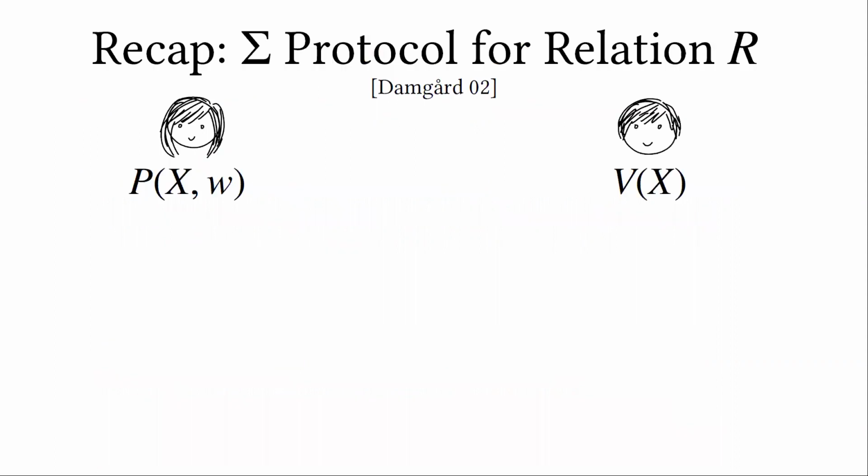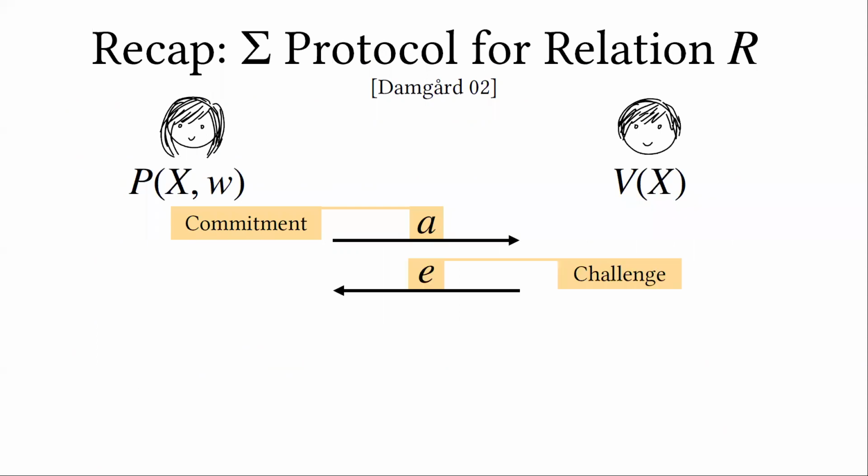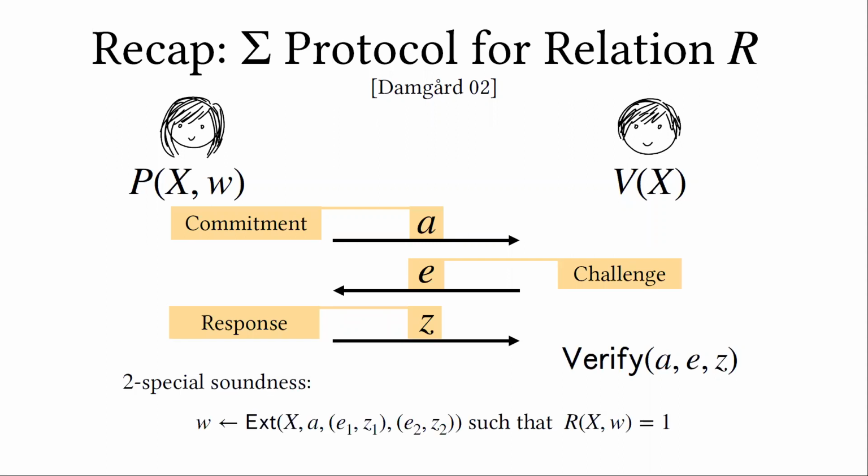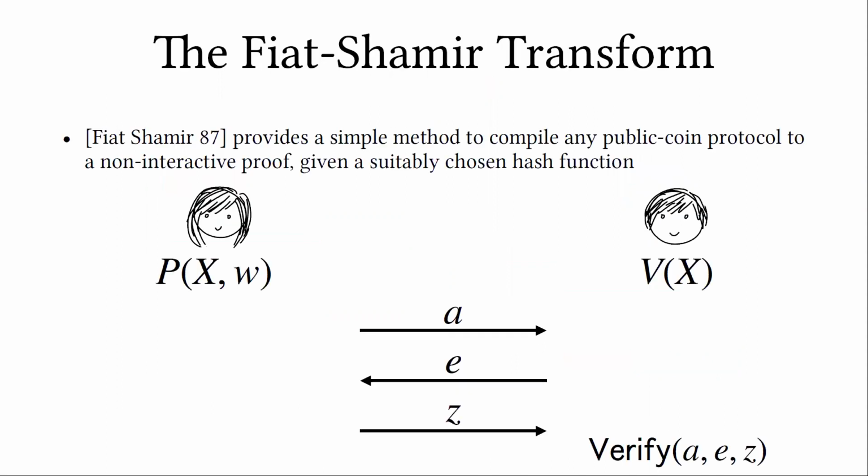So as a quick recap of what a Sigma protocol is, there's first a commitment from the prover to the verifier, a challenge from the verifier to the prover, and finally a response from the prover. Special soundness says that given a fixed commitment and two different transcripts where the challenges and responses vary across them, an extractor should be able to deduce a witness for the statement.